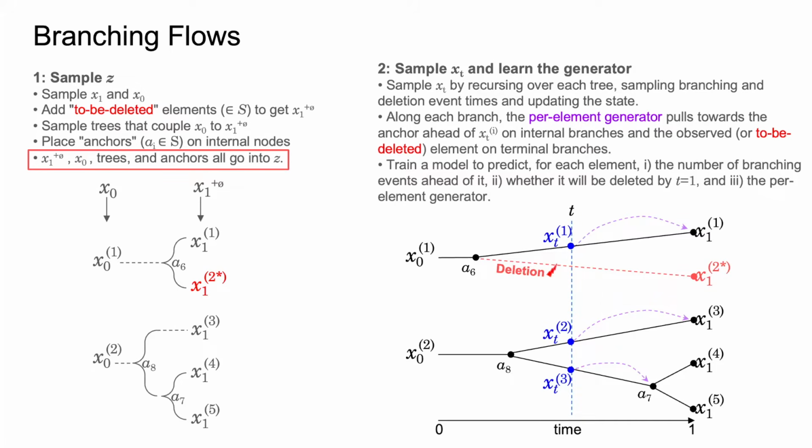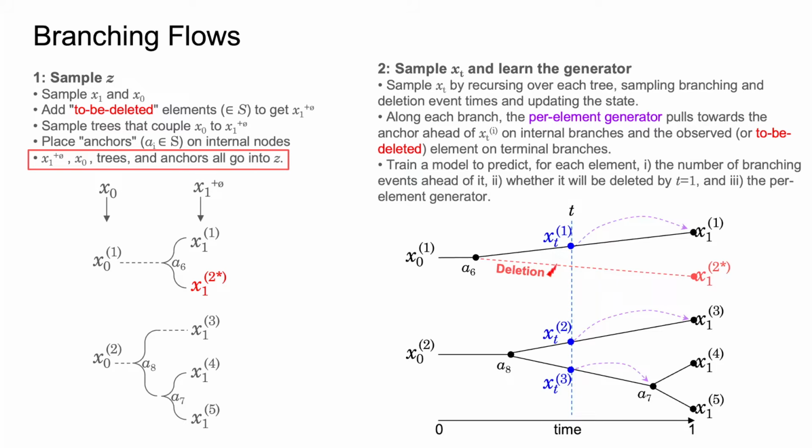Then we have our anchors. Our anchors are now always associated with a 3D position as well. So, for example, here A7 would be the mean of the position of x4 and x5. And then A8 would be the mean of the position of A7 and x3. Okay, so now we have this tree, we have all of our additional anchors with additional positions, and we have all of our additional to-be-deleted stuff.